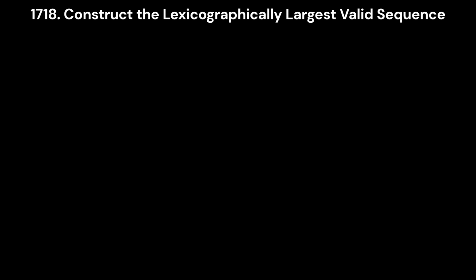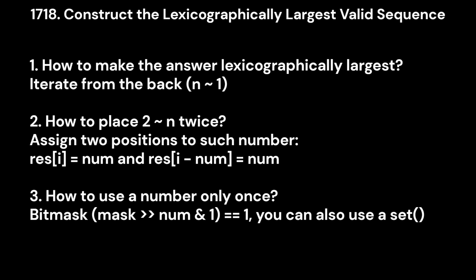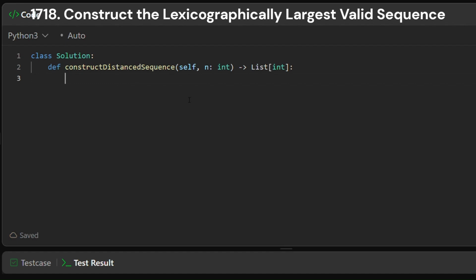On February 16th, we get a relatively complicated but interesting backtracking problem. Since we are asked to return the lexicographically largest sequence while making sure each number appears at the right distance apart, the trick is to place larger numbers first and use DFS with a mask to avoid reusing them. If a placement doesn't work, we backtrack and try the next option.